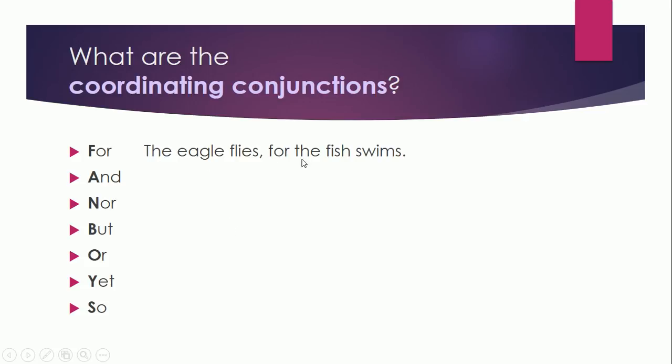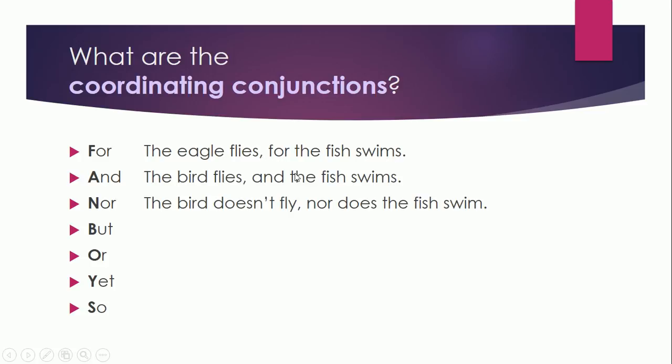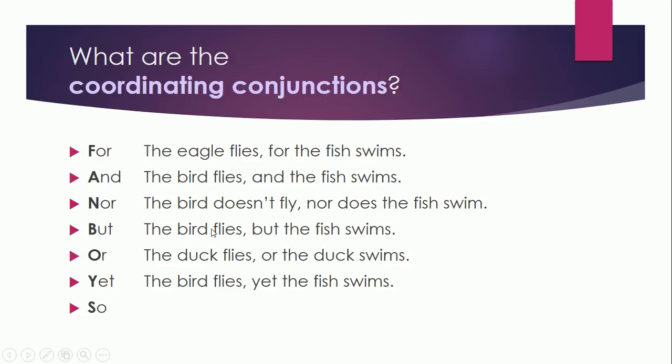So this one shows a "why" reason or "because" reason. The eagle flies, for the fish swims, so the eagle is after the fish. And that's why we're using "for" in this case. But again, we have the comma and "for." Let's look at some more. If there's not really that strong of a relationship, we just want to say that they're happening at the same time, we can use "and." If they're negative, the bird doesn't fly, nor does the fish swim, then we can use "nor" because they're both negative. And then here we just show a different idea of how those two ideas are connected. Same here, the duck can do either or: the duck flies or the duck swims.